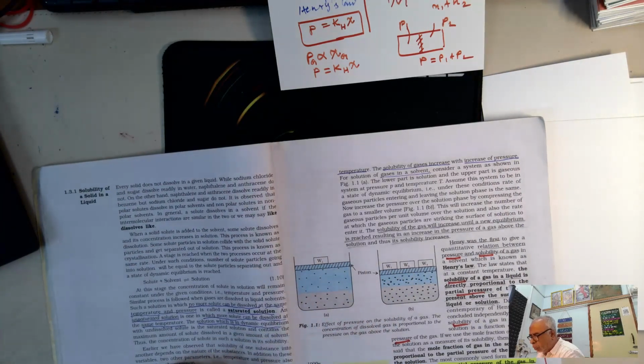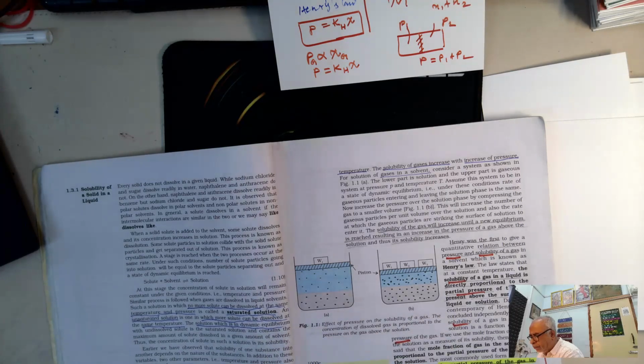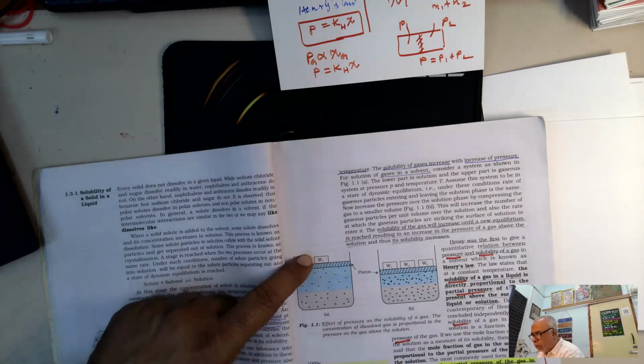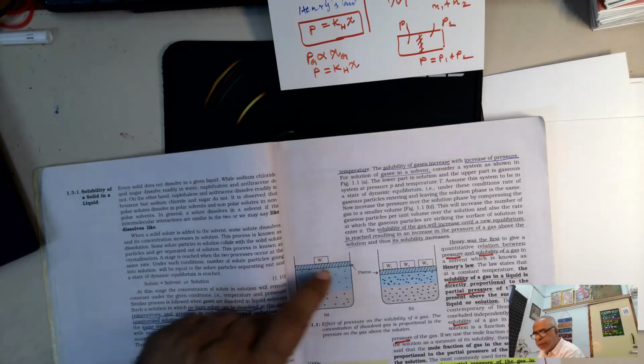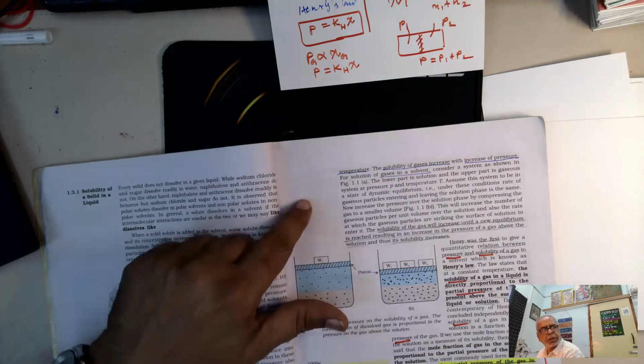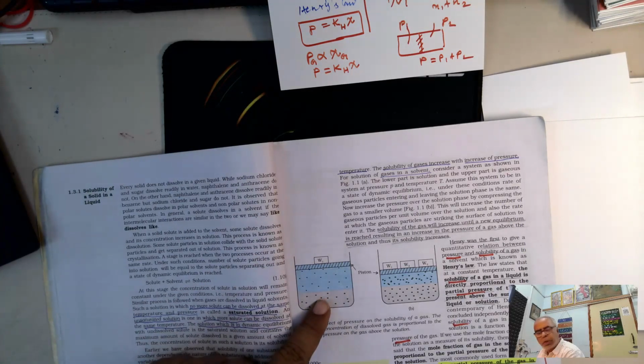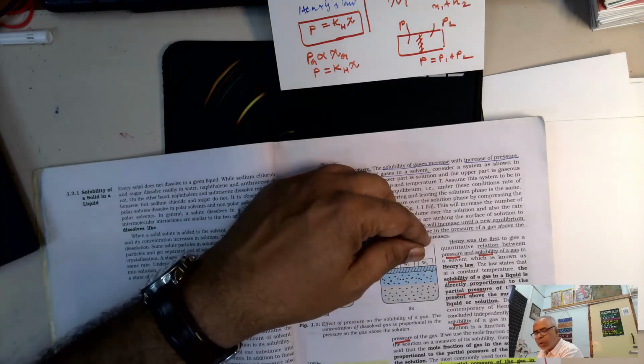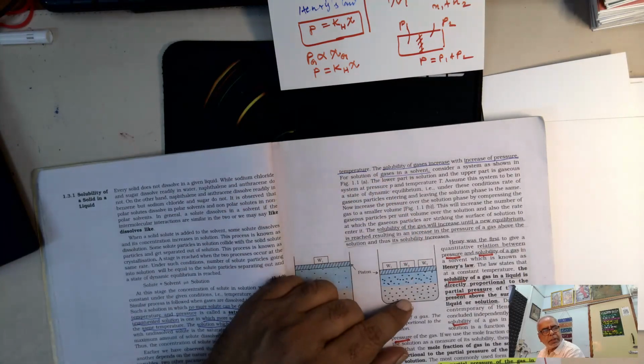Now you can see they have given some activity here. They have given two diagrams showing the effect of pressure on the solubility of gas. The concentration of dissolved gas is proportional to the pressure of the gas above the solution. For example, here is a piston, a weightless, frictionless piston, and here you have the gaseous molecules along with the solution. When you pressurize it, what will happen? By putting more weights, you are increasing the pressure.